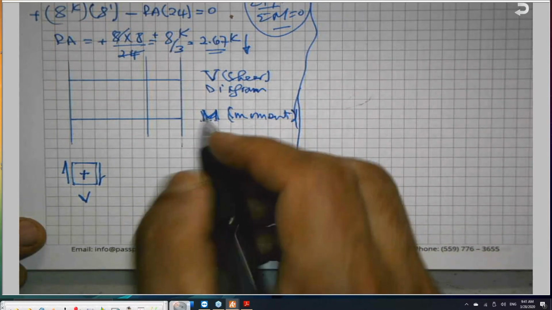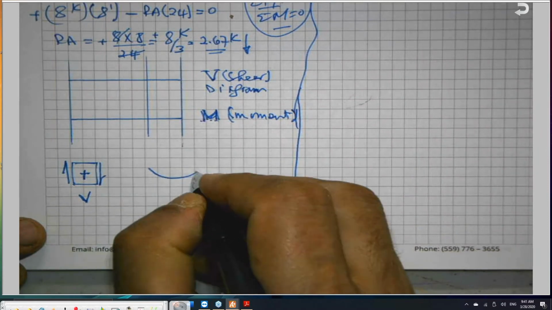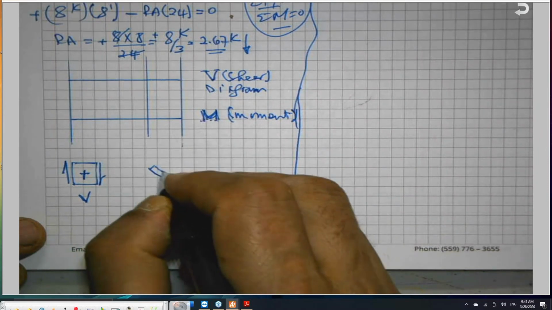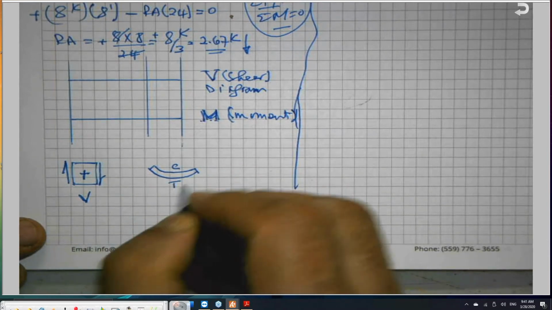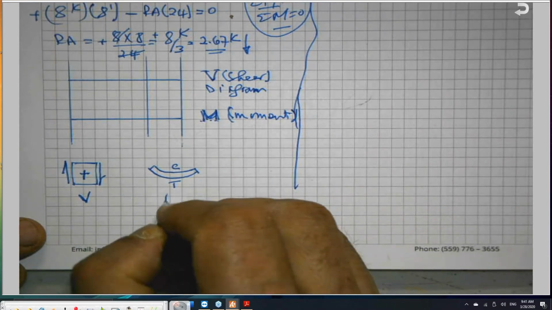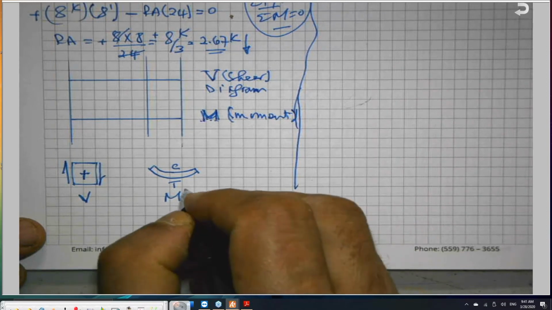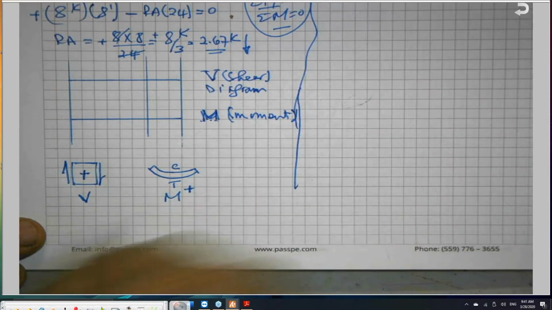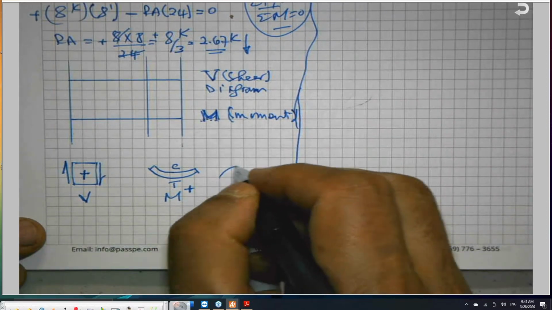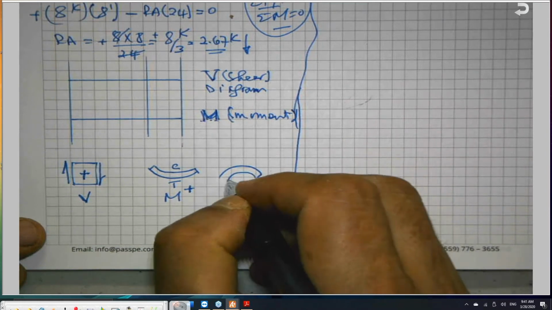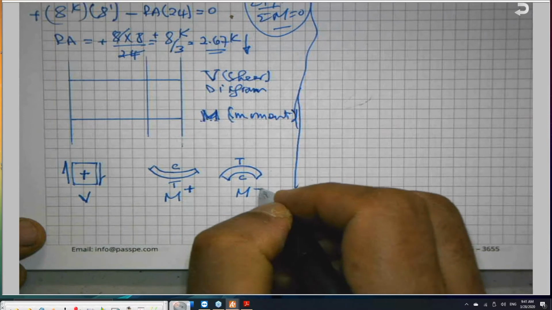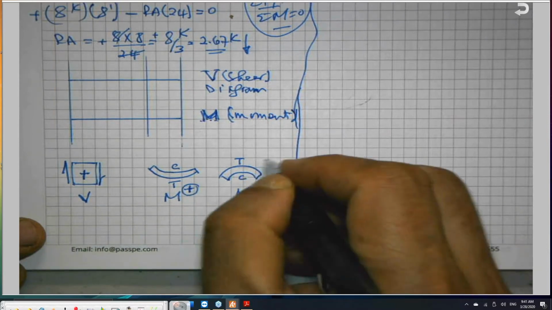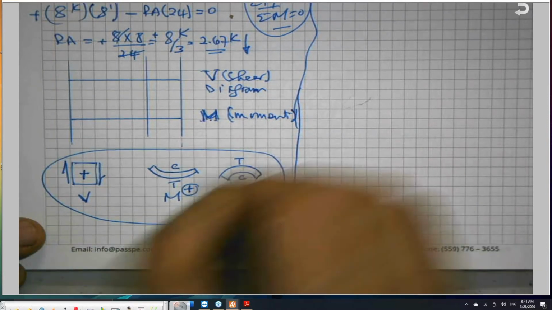And the same story for the bending moment. For the bending moment, they agreed that the happy face, where we have compression on top and tension on the bottom, is positive M. And the unhappy face, like that, tension on top and compression on the bottom, is negative M. Those are standards, not optional.